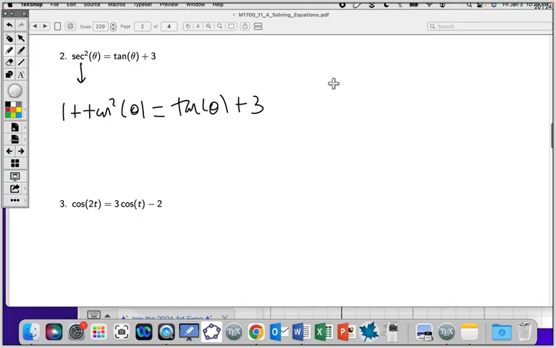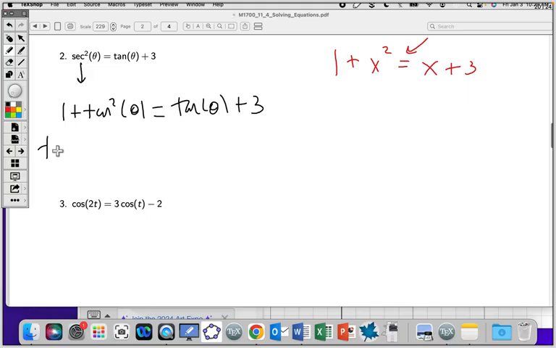So once again, let's think about the algebraic structure we've got here. I've got 1 plus something squared equals something plus 3. This is a quadratic equation. It's a quadratic equation in terms of tangent. So I can solve a quadratic equation like this by getting everything to one side, setting it to 0, and then either factoring or using the quadratic formula.